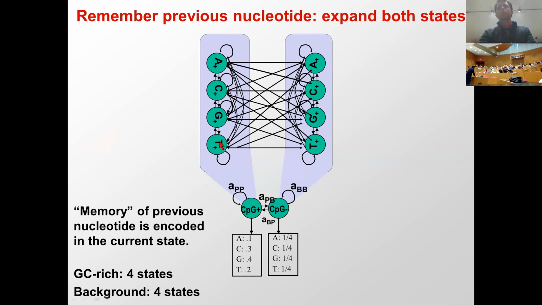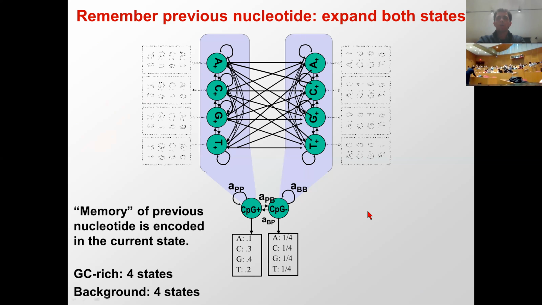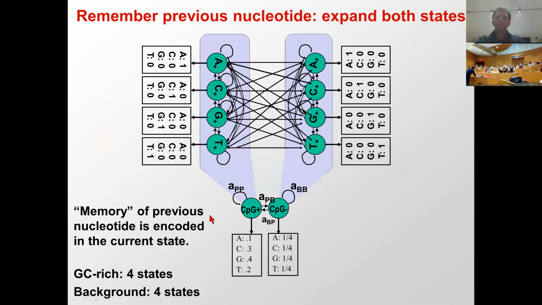So again, there are two bits of information, one of four possibilities. That's how I'm remembering things. The number of states is directly proportional to the number of options that I have. So the memory of the previous nucleotide is encoded in the current state.